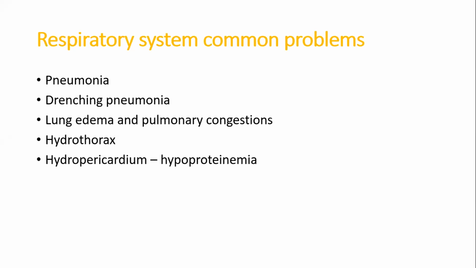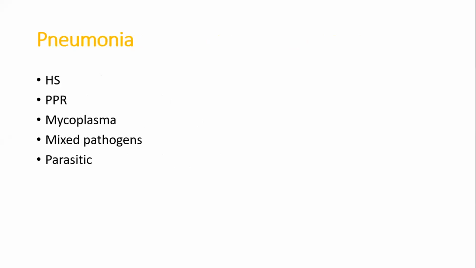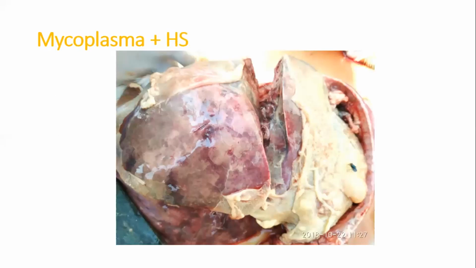But pneumonia, different types of pneumonia, are very common conditions. Then the pneumonia because of HS, PPR, mycoplasma, mixed pathogens, and parasites also. Then mycoplasma plus HS. So mycoplasma is characterized by the fibrinopurulent inflammation of the pleural cavity. Then the pleura is affected by the fibrinopurulent type of inflammation, and along with that, many times the HS organisms can be isolated from these particular lungs.